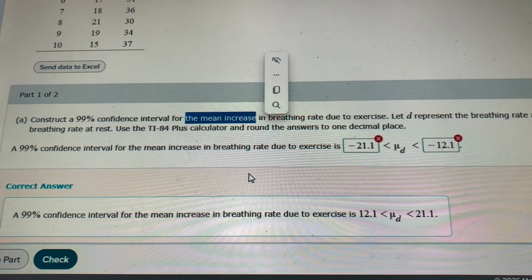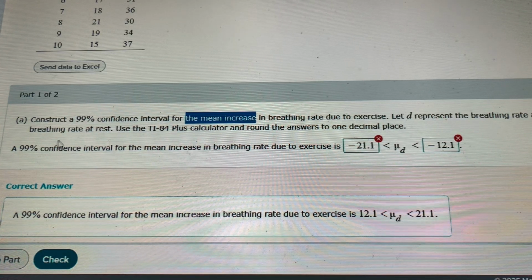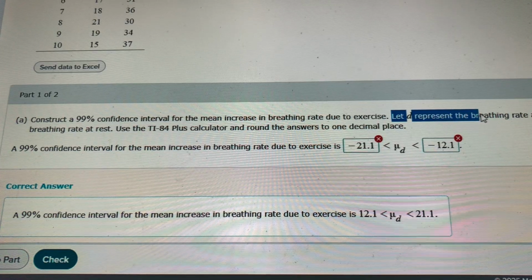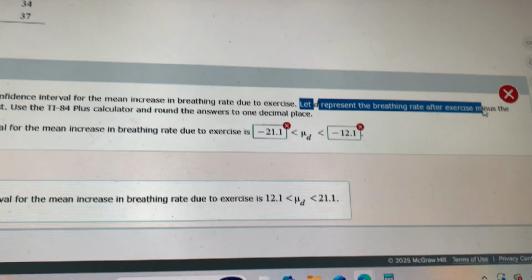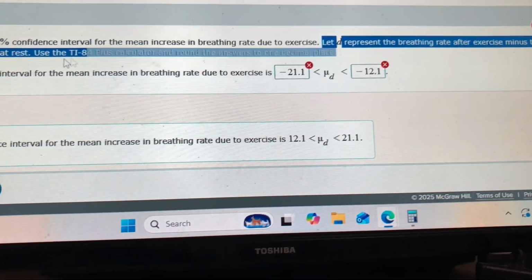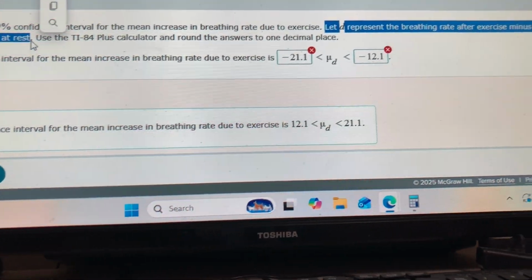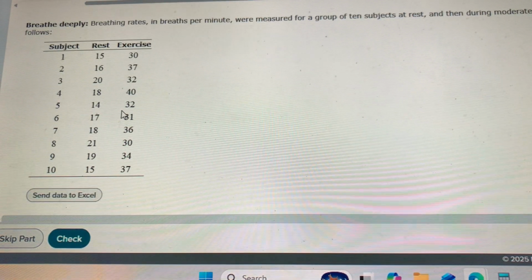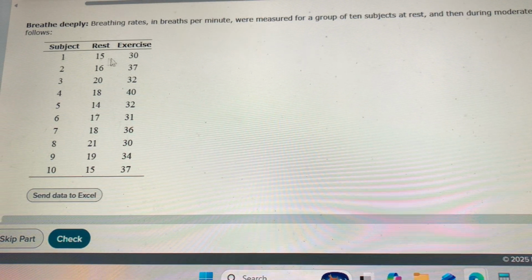And let D represent the breathing rate after exercise minus the breathing rate at rest. See how they worded it right here. D is the breathing rate after exercise minus the breathing rate at rest. They're doing the exercise minus the rest in that order. And they just gave it to me backwards in the chart. So you can get tricked by that because I just did.